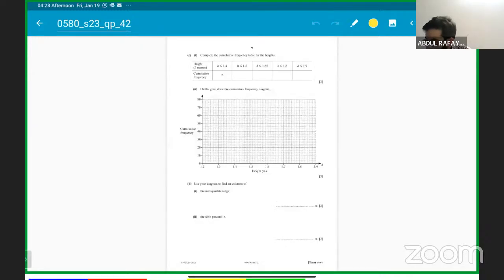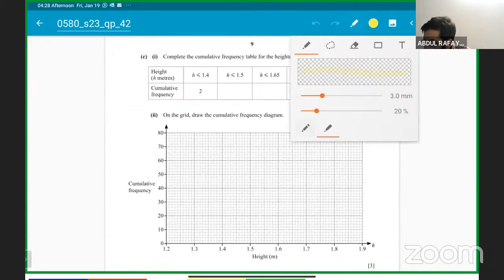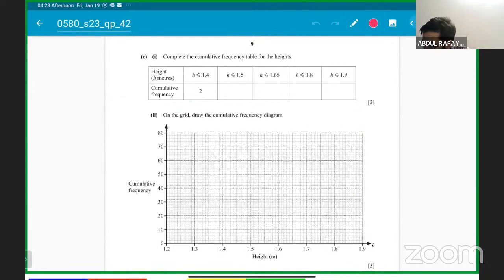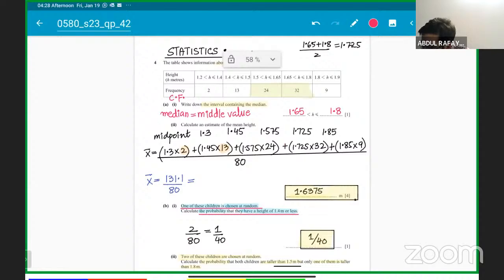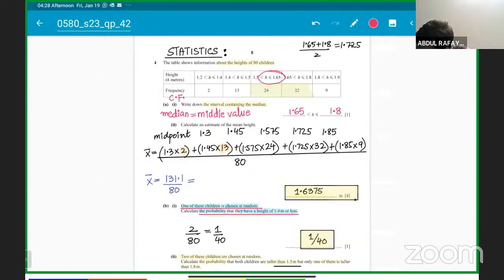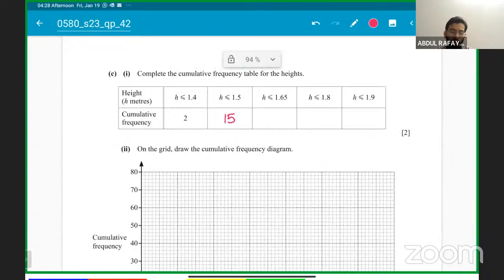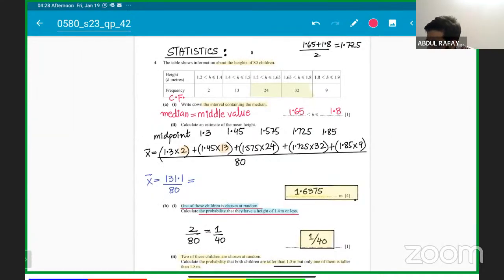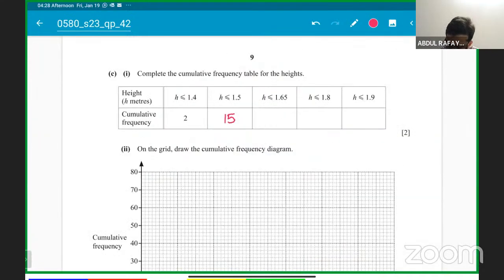Okay, so this is done. And then we have to do again the same thing, cumulative frequency that we already did. So we have 2 and then 2 plus 13 is 15, sir. Less than 1.65, all of them will be added. We already know what cumulative frequency stands for, students. Cumulative frequency is you add basically all of the previous, right? So it will be 2 plus 15 and then plus 24. So that will make it 41.